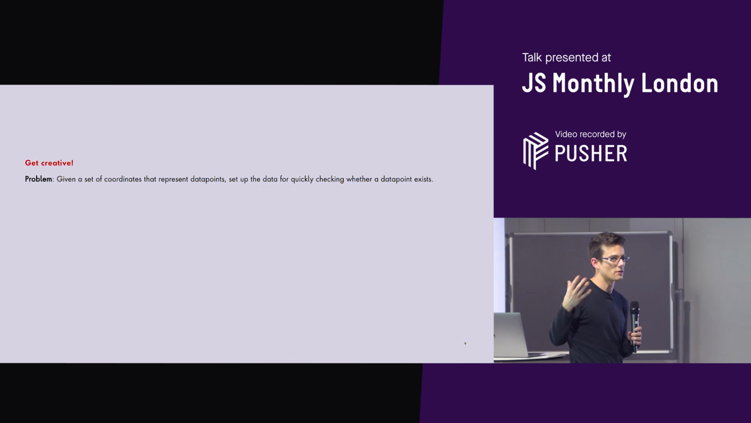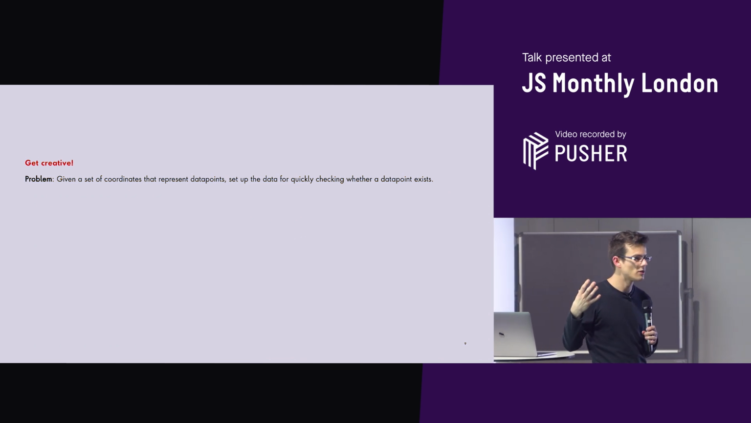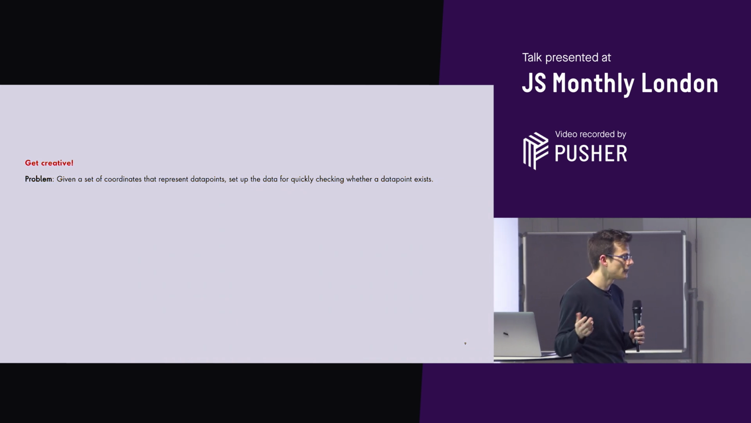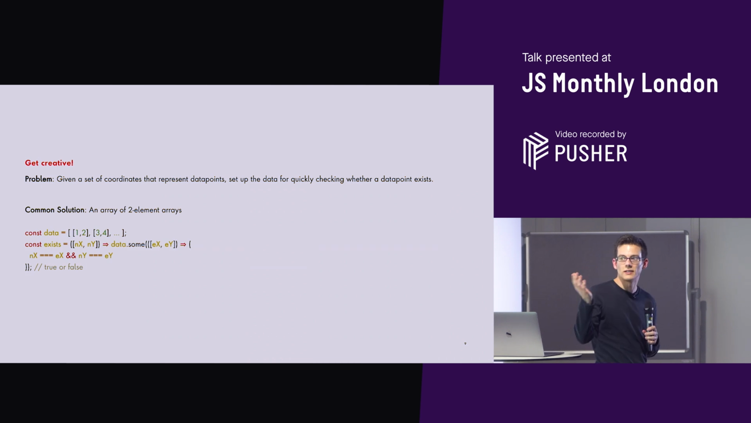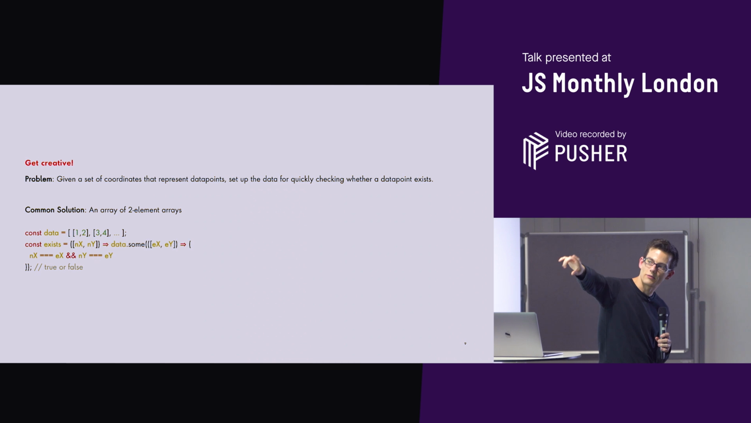So an example of where you might use a hash map instead of some other data structure where you may not have thought about it is this. And this comes from a real-world project that I worked on a few years ago that I'll go into in a minute. So given a set of coordinates that represent data points, set up the data for quickly checking whether the data point exists. So most common thing that people will jump to is an array of arrays, where inside of the inner arrays you have x and y coordinates.